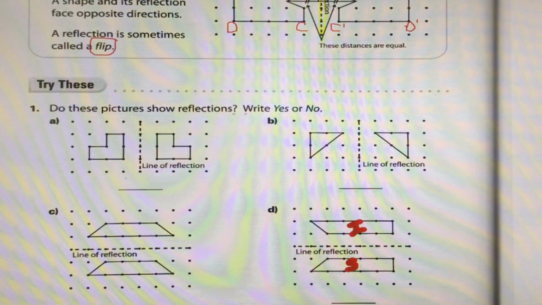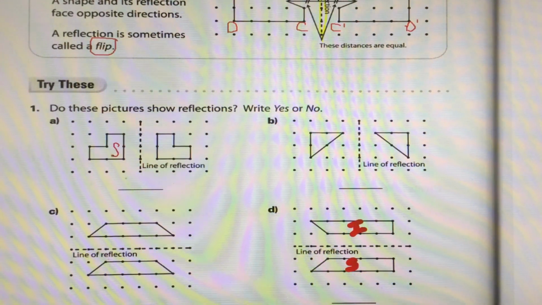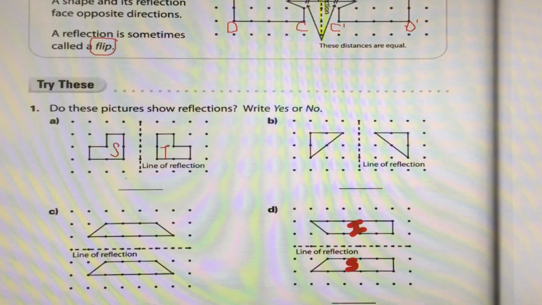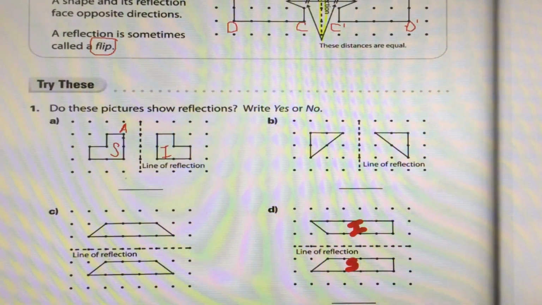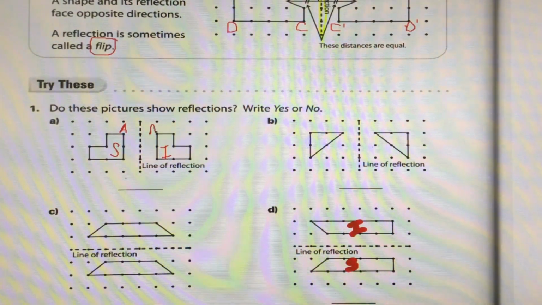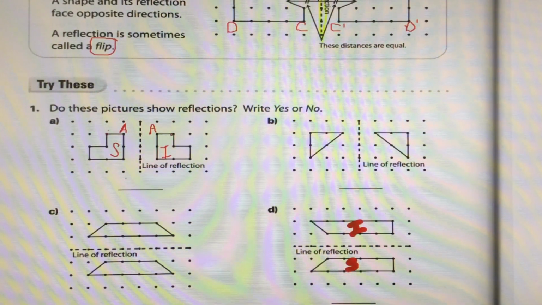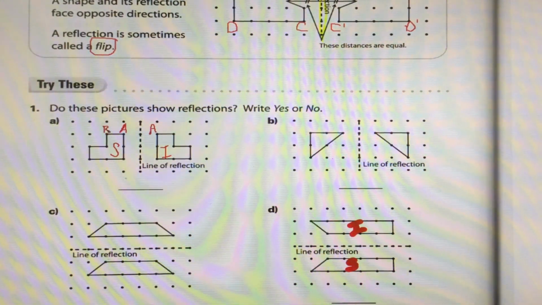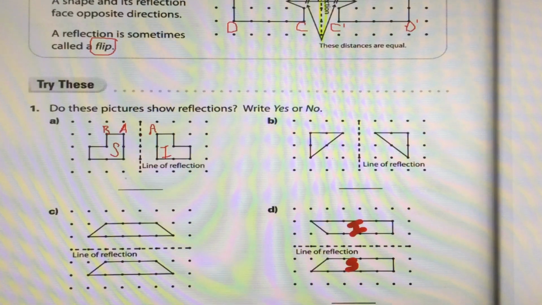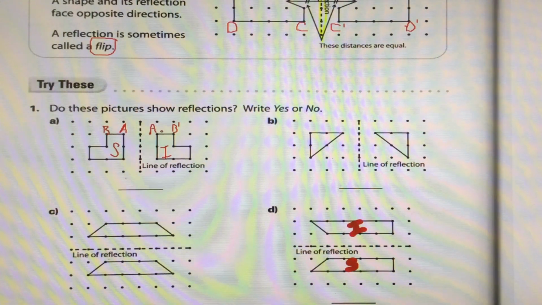It says, do these pictures show reflections, yes or no? Well, in this case, let's take a look at this, and we'll say that is our shape. So is this image a reflected image? Well, if that is A right there, and it's 1 unit away, this would be A right here. And then B would be over here. B would be 2 units away from our line of reflection, and B prime would be 2 units away. Whoops, that's A prime. My mistake.